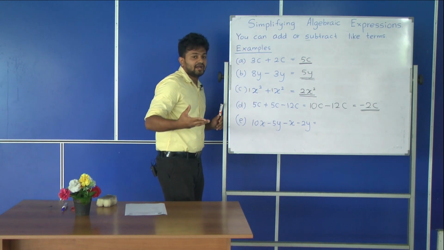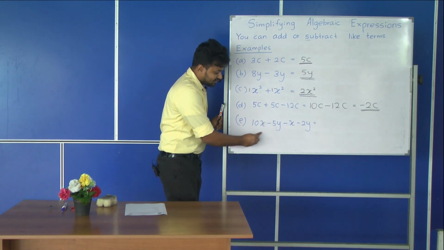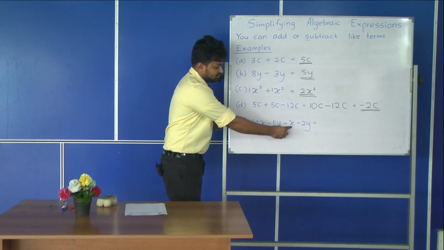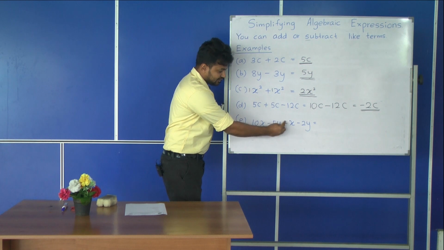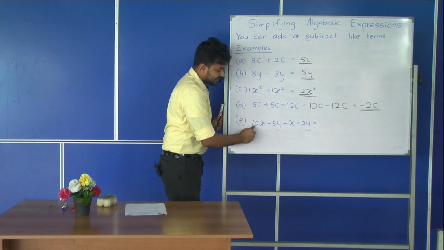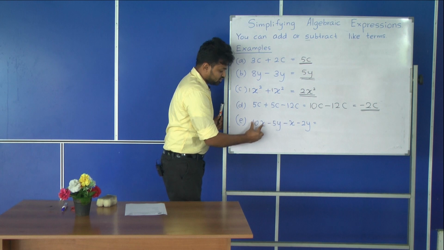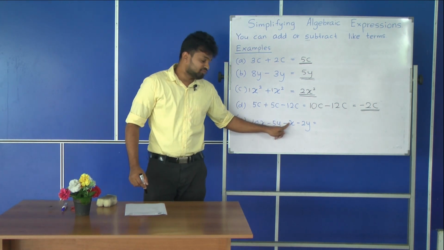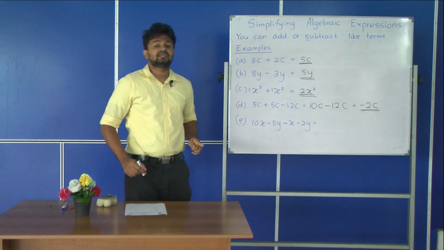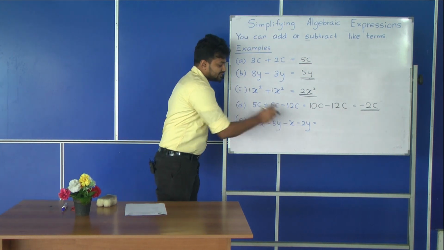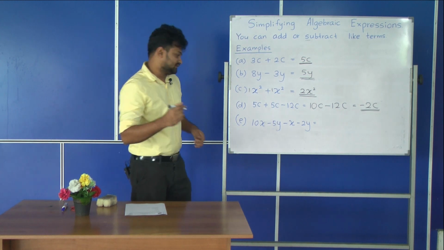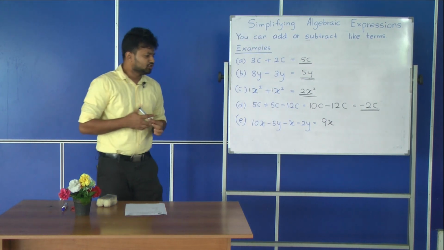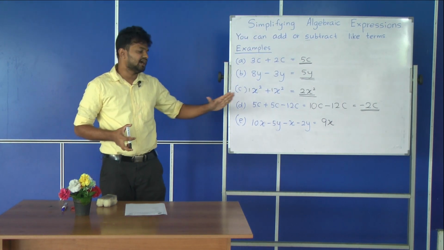Why am I telling you to subtract that? Look at this, you have 10x here, but be careful that x is not plus there. If you have plus, it will be plus, but you have minus x there. So 10x minus x, what will be the answer? You don't have a number there, but remember, always there's one. So 10x minus x will be 9x.